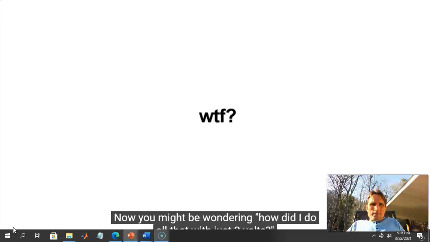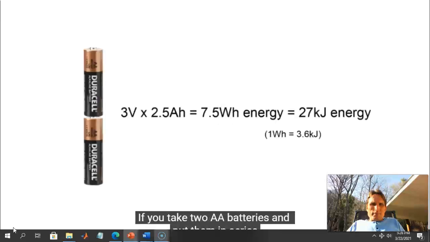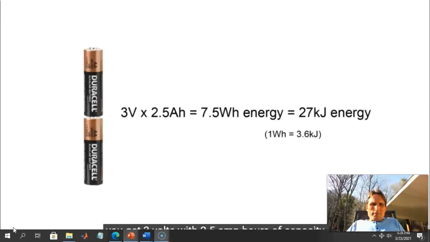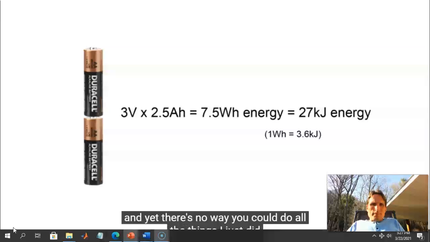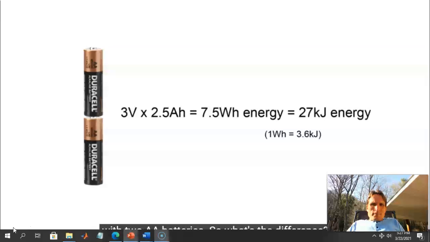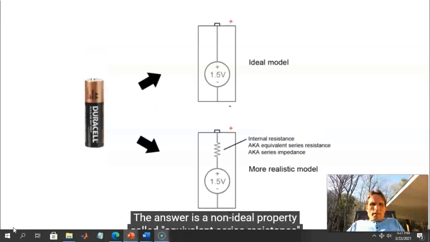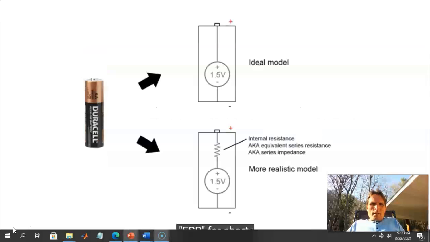Now you might be wondering, how did I do all that with just 2 volts? If you take 2 AA batteries and put them in series, you get 3 volts with 2.5 amp hours of capacity, which is equivalent to 27 kilojoules of stored energy. That's more voltage and more capacity than the ultracapacitor has, and yet there's no way you could do all the things I just did with a pair of AAs. So what's the difference? The answer is a non-ideal property called equivalent series resistance, ESR for short.